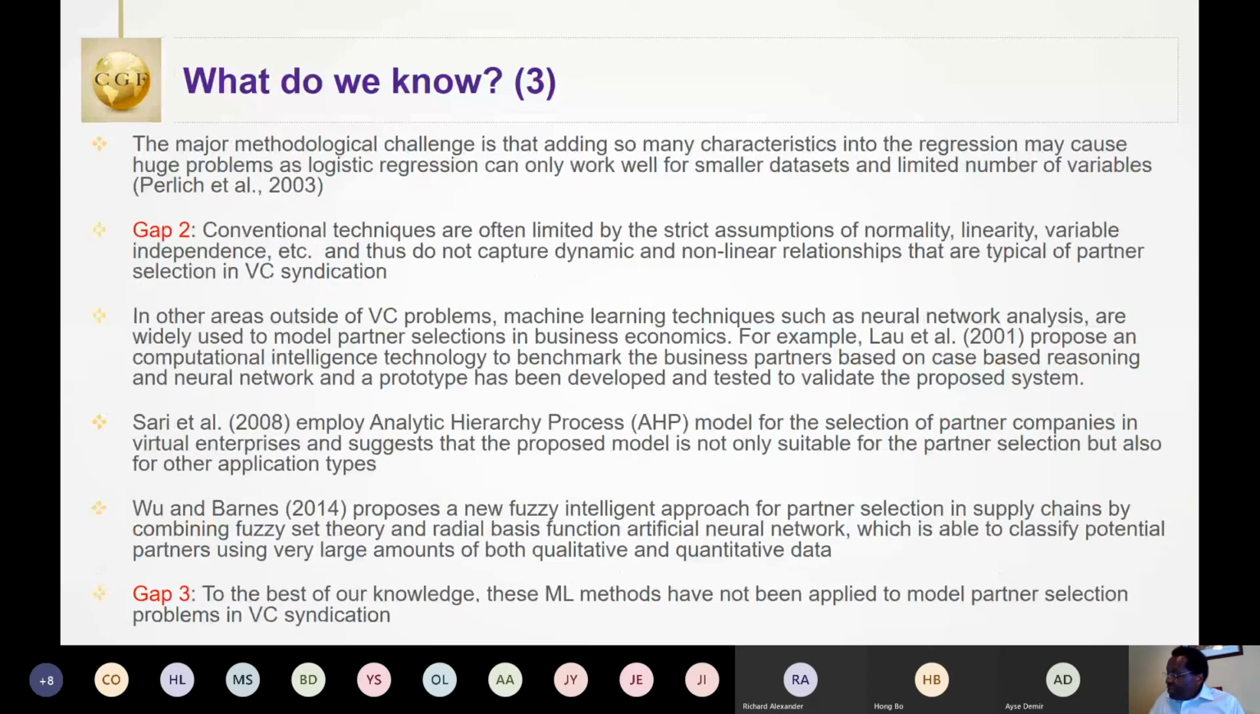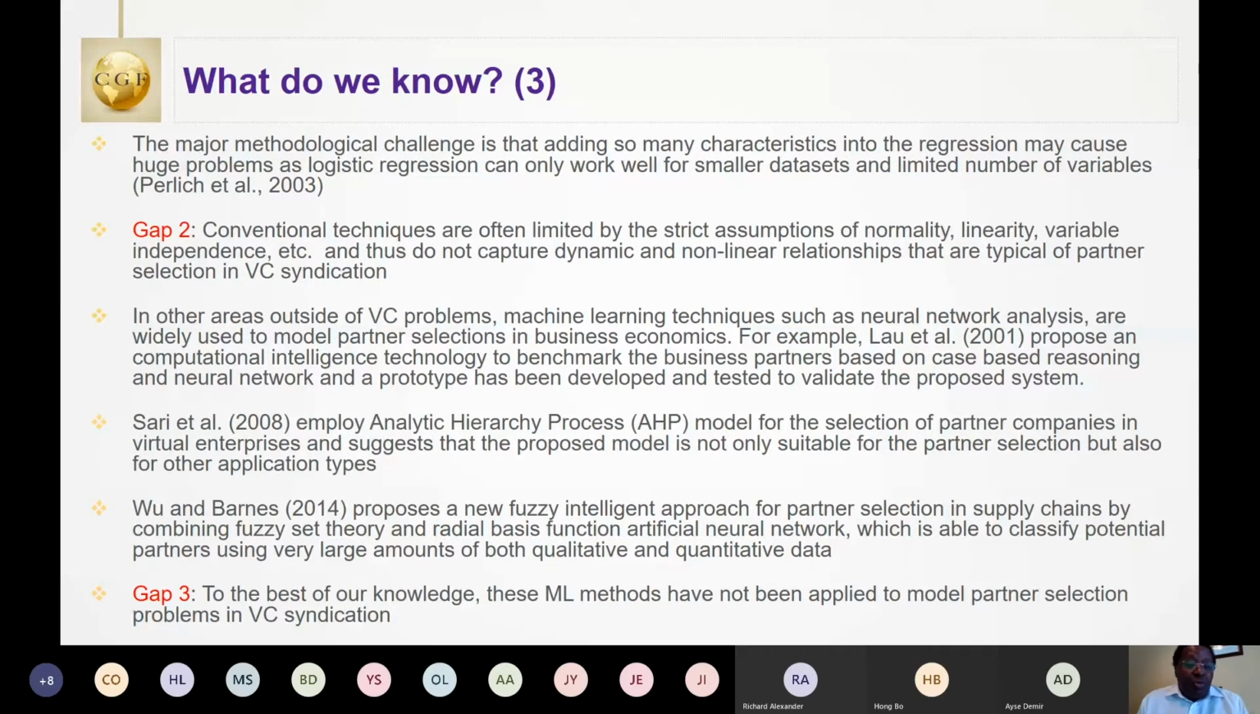And the reason why this has not happened is that there is a big barrier in terms of a methodological challenge. The barrier being that some of the traditional tools we have in regression analysis and in parametric econometrics may not be able to deal with the dynamics of all these factors brought together, and that the methods being used, especially logistic regression, can only work well for smaller data sets and a limited number of variables.